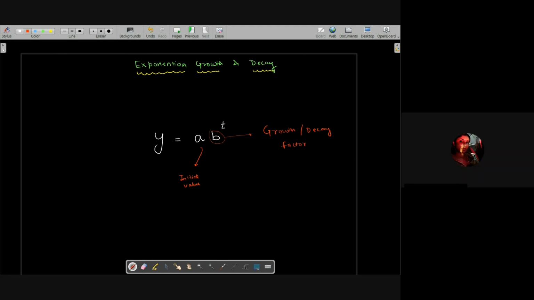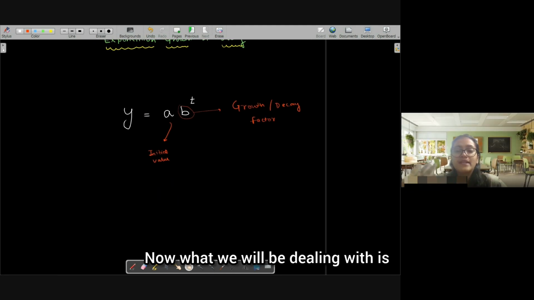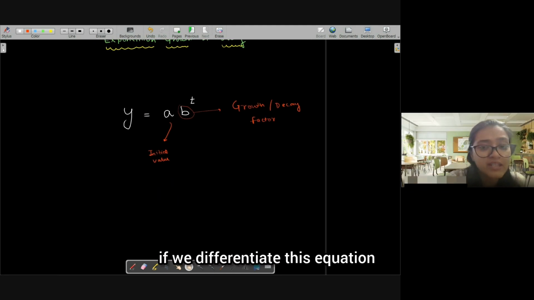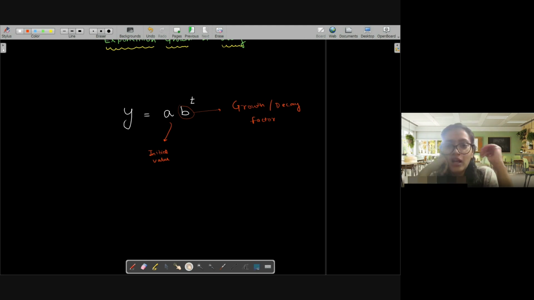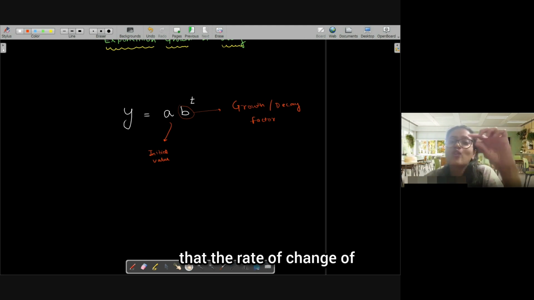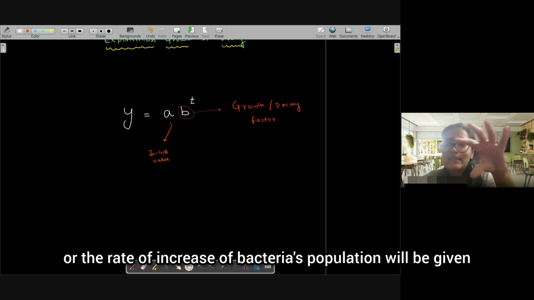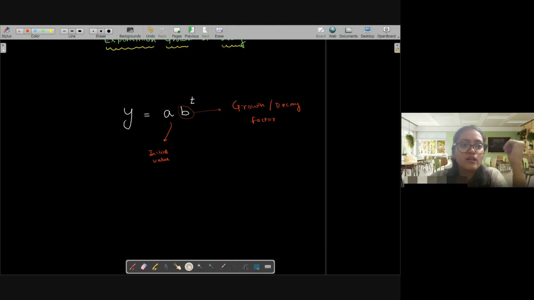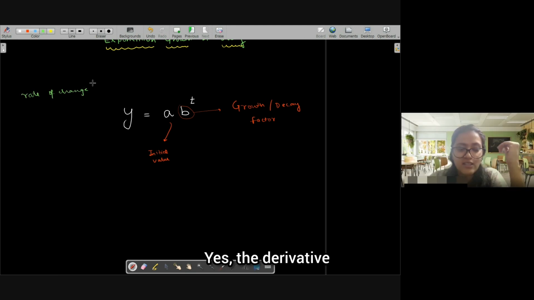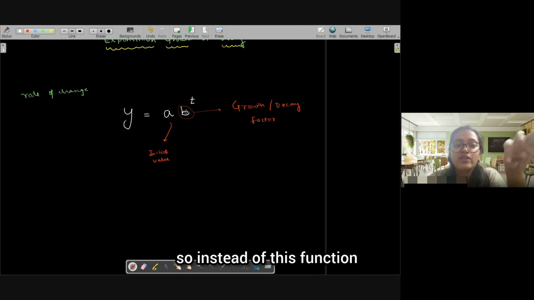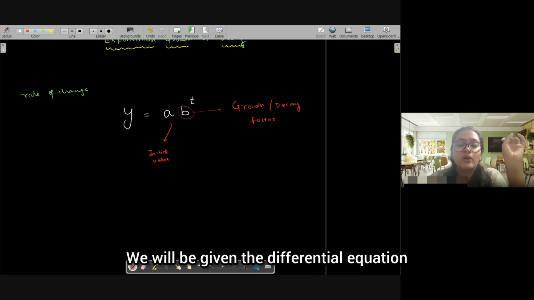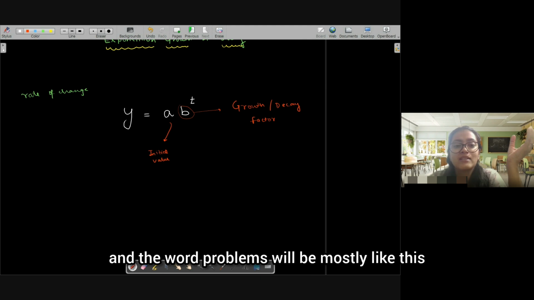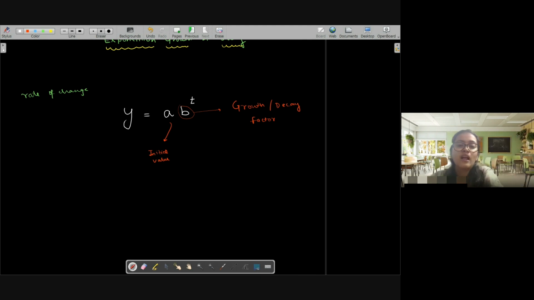Now what we will be dealing with is if we differentiate this equation. In our questions, the rate of change, or the rate of increase, of the bacteria's population will be given. Rate of change means the derivative. So instead of this function, we will be given the differential equation, and the word problems will mostly say that the rate of change is so and so, and we would have to find the original function.